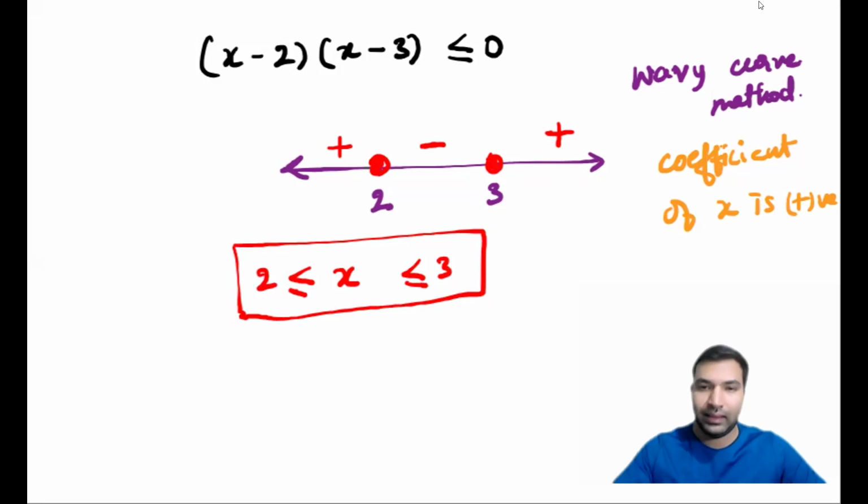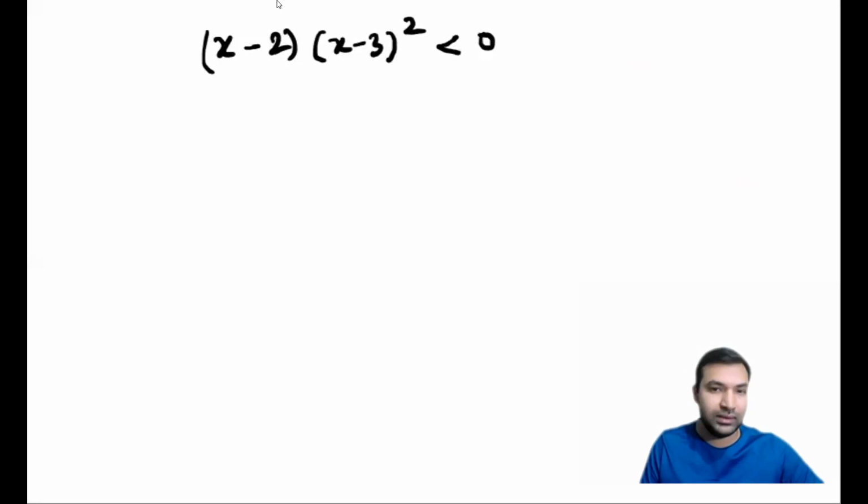Okay. Now let's see the next scenario when we have, let's suppose, x minus 2 and x minus 3 whole square lesser than 0. Now there is a square over here. Okay. So again, we'll follow the same logic. Draw a number line and now put the roots. So the roots are 2 and 3. So we put them over here.